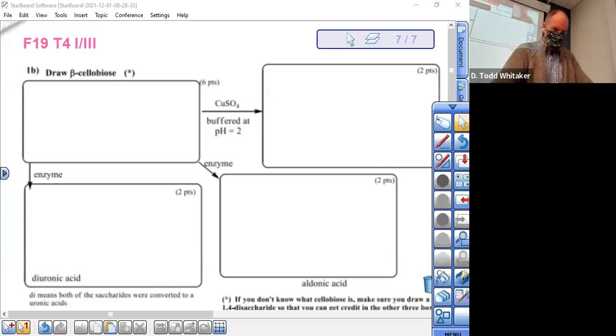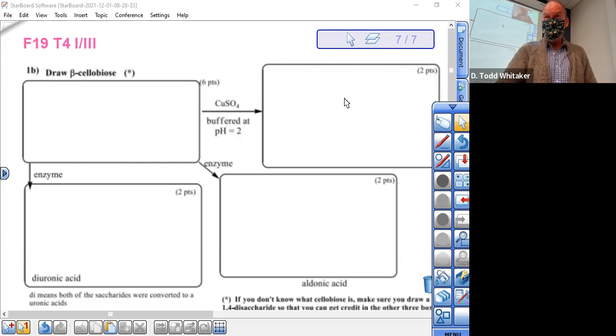Time for disaccharides. And we're responsible for drawing one of 4 disaccharides here. I'm going to outline them. Cellobiose is 2 glucoses hooked up, beta 1,4 in the middle.